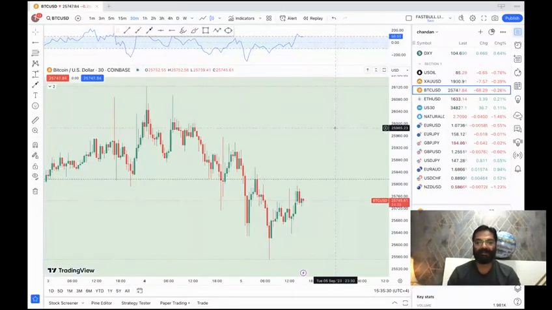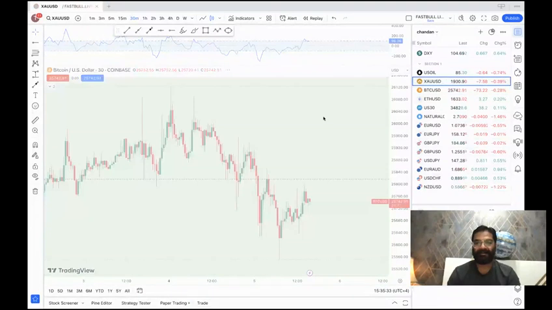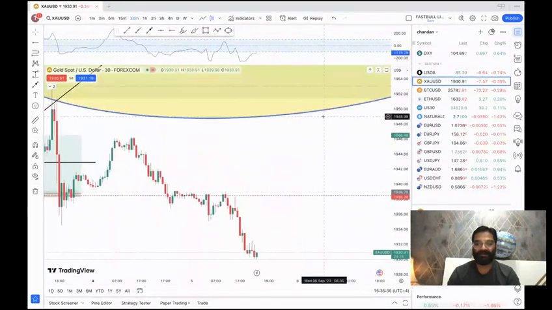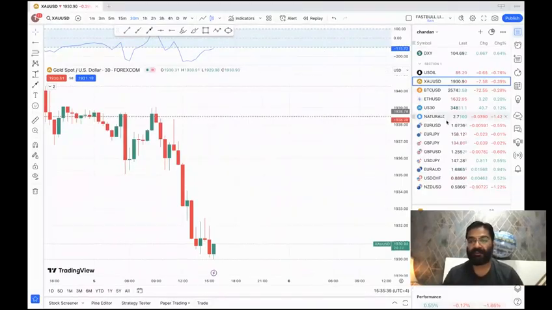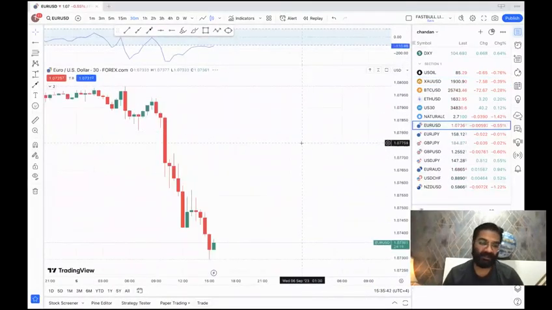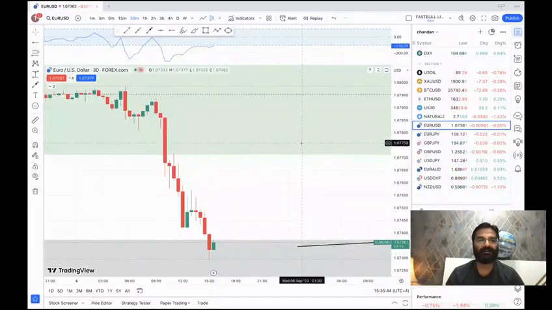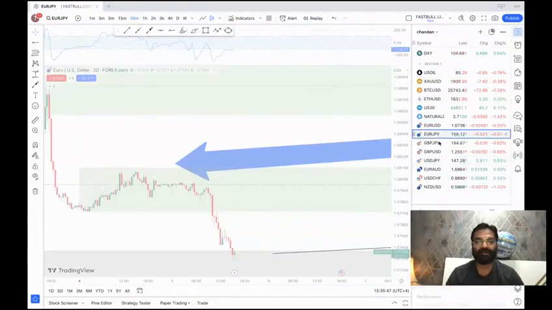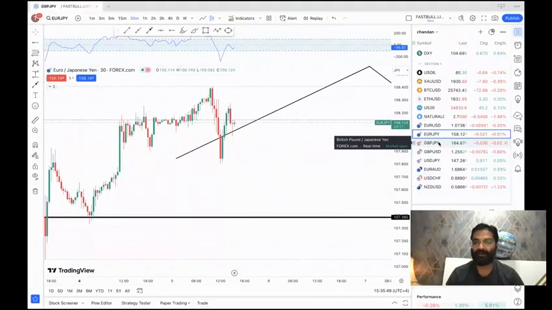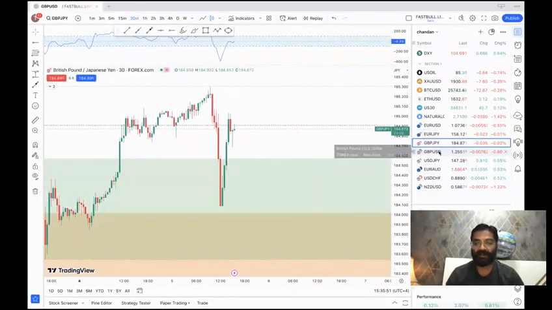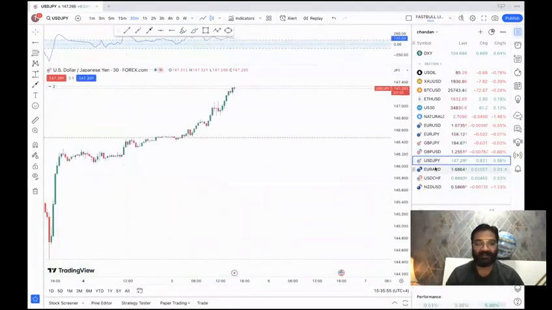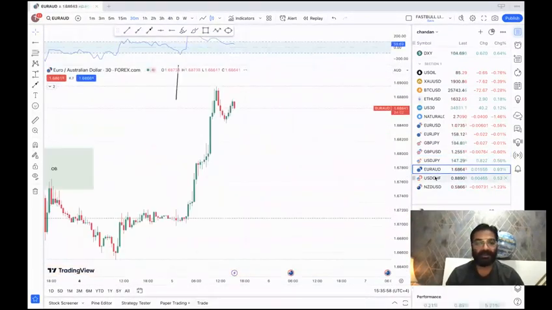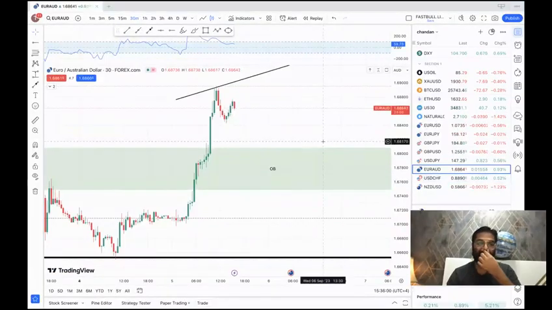All right, so right now on the gold, I don't suggest anything. There is no price action. But if you go to Euro USD, maybe we can find a trade. Euro JPY, no. GBP JPY, no at the moment. GBP USD, no. USD JPY long, no. Euro AUD, yes. A bearish movement, I can see. Bearish momentum, I can see.